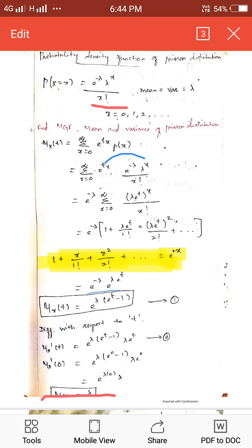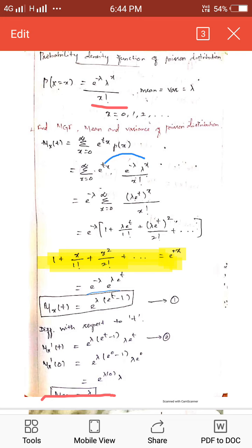up to infinity. But in binomial distribution, x takes the values from 0 to n. We know the starting and the ending limits. But in Poisson distribution, it starts from 0 and it goes on up to infinity. Now we are going to see how to find the moment generating function, mean and variance of Poisson distribution.